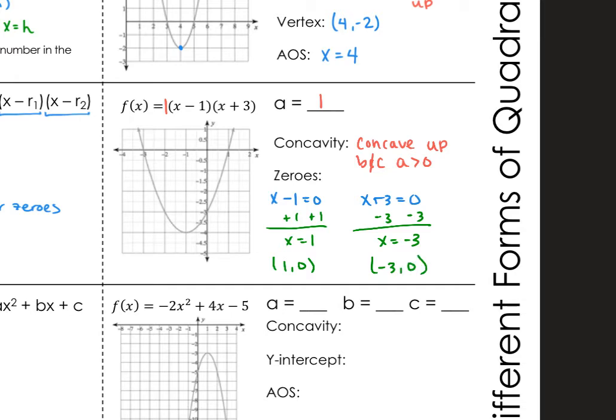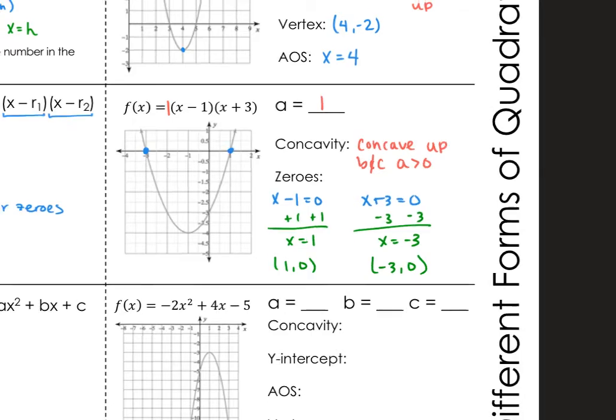So when we write our zeros, it should be written in this form: whatever you solve for x, comma 0, and then the same thing for the other x-intercept. So looking at our graph here, we can see the concavity is up, and then we see our zeros at (-3, 0) and (1, 0).